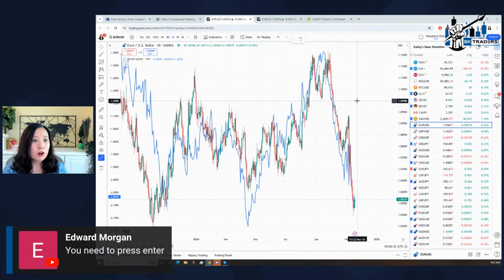And you can see, once again, the candlesticks is euro dollar, and the line is the spread between German and US 10-year yields. Look at this. What do you guys see?